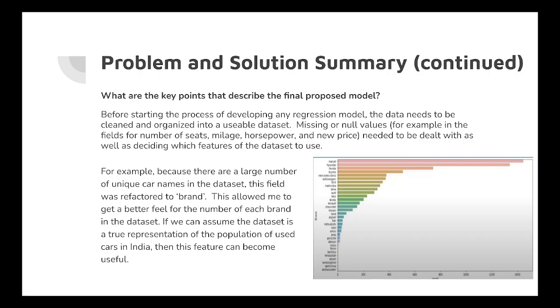For example, because there are a large number of unique car names in the data set, I refactored this field to brand, and this allowed me to get a better feel for the number of each brand of car in the data set. If we assume the data set is a true representation of the population of used cars in India, then this feature can become useful.